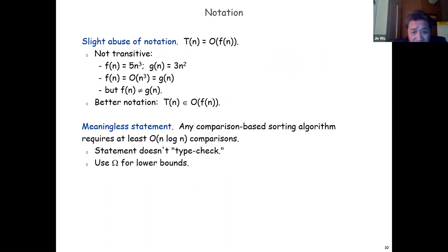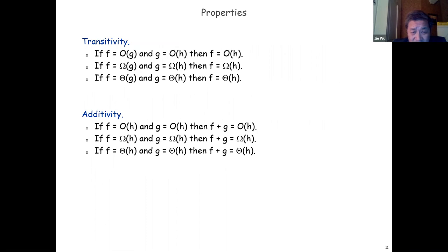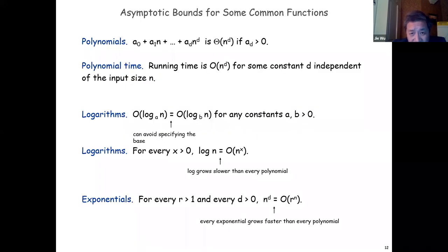So probably I'm not going to go through all these other things. There's a transitive relation, additive. Transitive means that if F is upper bounded by G, and G is upper bounded by H, then F is upper bounded by H. That's obvious. Equal: F equals G, G equals H, then F equals H, the same. Additivity: if F is upper bounded by H, and G is upper bounded by H, added together it is also bounded by H. That's very simple.